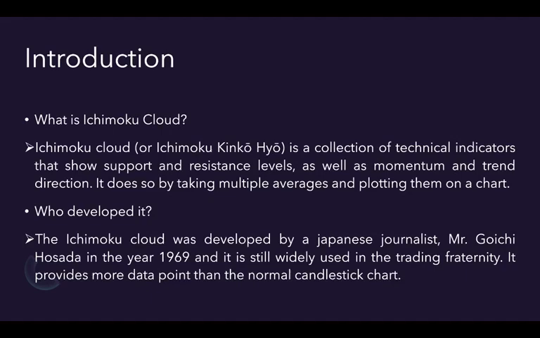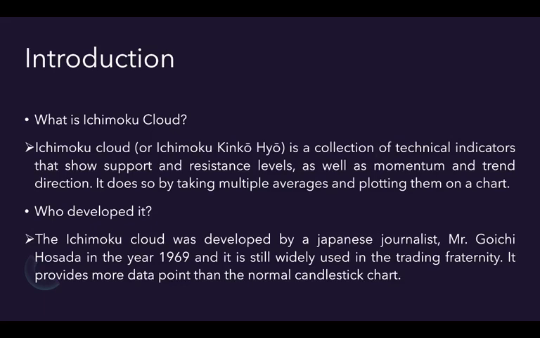What is Ichimoku Cloud? Well, Ichimoku Cloud, or its original name Ichimoku Kinko Hyo, is a collection of technical indicators that show support and resistance levels, as well as momentum and trend direction. Well, it's a confluence, which uses support, resistance levels, the momentum, and the trend direction of the stock. And how does it do it? It does so by taking multiple averages and plotting them on a chart.